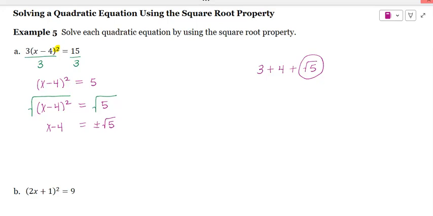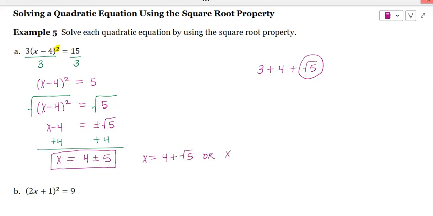All right, for our next step, what we're going to do is add 4 to both sides of this equation. And so I'm going to have x equals 4 plus or minus the square root of 5. This is my final answer in a compressed form. What this means is that x equals 4 plus the square root of 5, or x equals 4 minus the square root of 5.